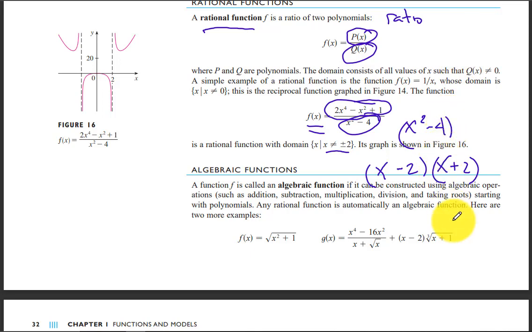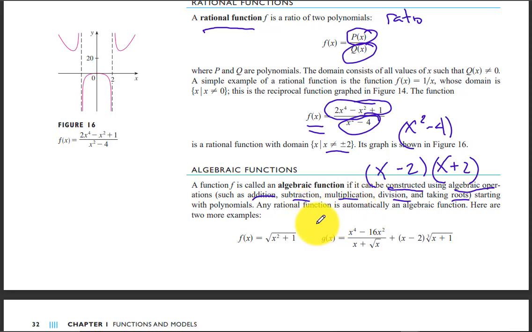Okay, then we have a category of functions called algebraic functions. And the definition is that a function is called algebraic if it can be constructed using algebraic operations. So what does that mean? Addition, subtraction, multiplication, division, and taking square roots. Those are called algebraic operations. And if you start with polynomials and add them, subtract them, multiply them, divide them, and take square roots, those are called algebraic functions.